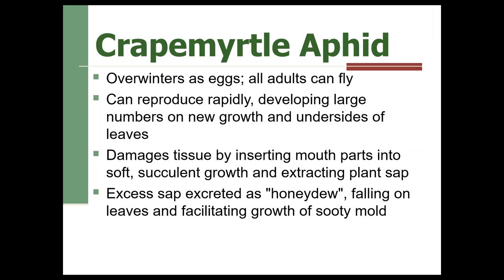The problem with crepe myrtle aphid is that it can reproduce very rapidly to develop large numbers on new growth and undersides of leaves. It inserts mouth parts into the tissue to extract plant sap, and that's how it actually does the physical damage to the tissue. And then in extracting the plant sap, generally it has to excrete the excess sap, and that is what we often call honeydew, which will be excreted by the aphids and then drop onto the leaves and stems below. And then the honeydew itself can be the source of food material for a fungus, sooty mold. So this is the situation with the crepe myrtle aphid.